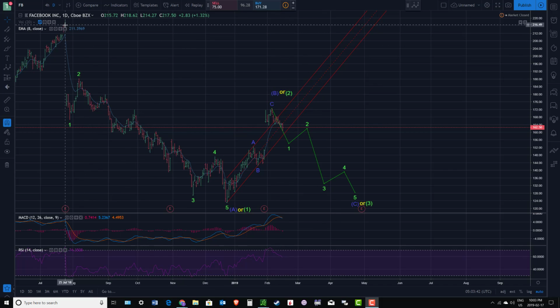Now from the all-time high on Facebook at 218.62, we've had a very nice decline, and it subdivides quite nicely into 5 waves. So wave 1 down, that initial smash down on the earnings, wave 2 up, and this is a nice wave 3, nice and long, and then wave 4, and then wave 5 down to finish the move for either wave A or wave 1.